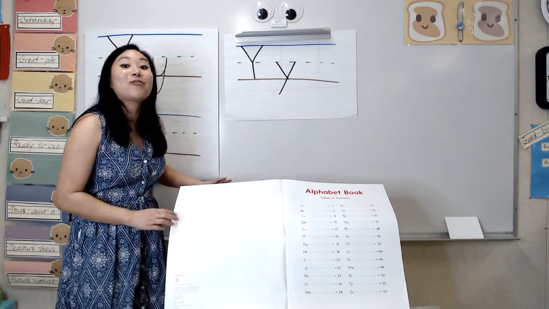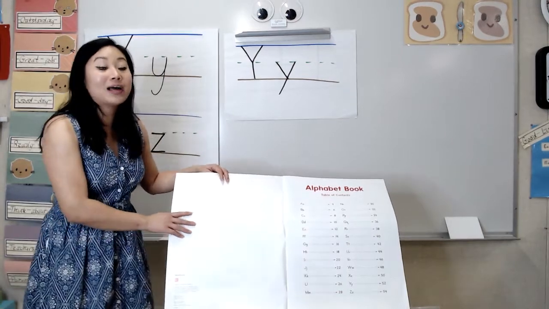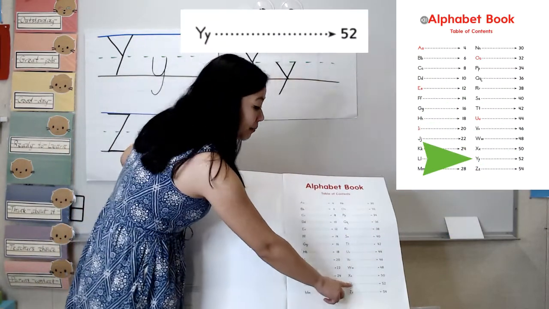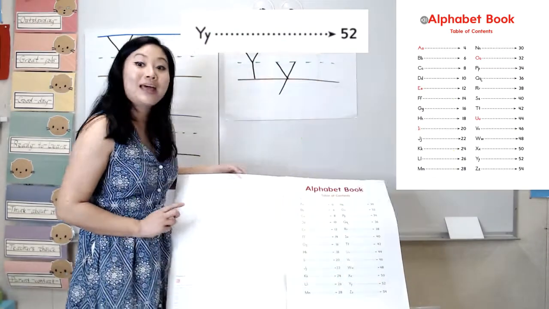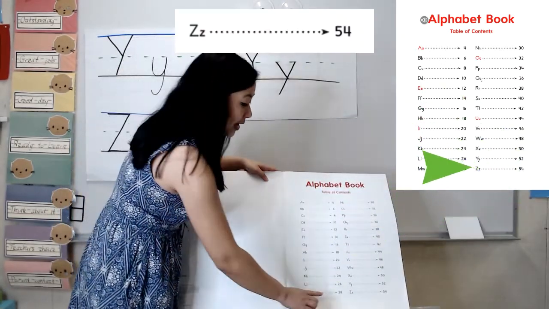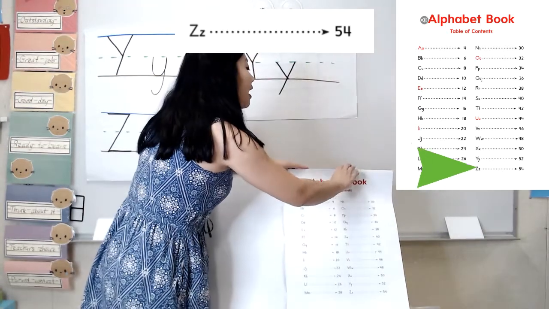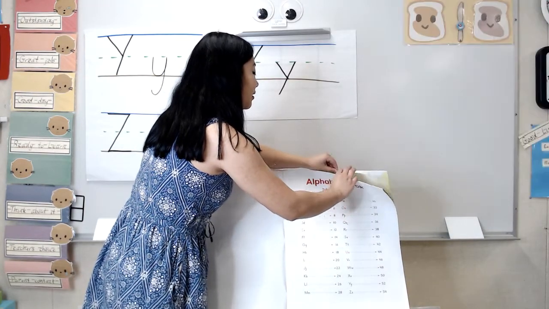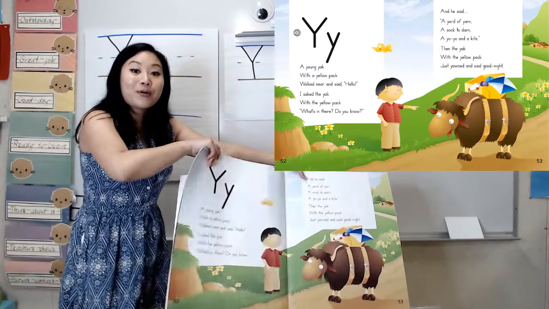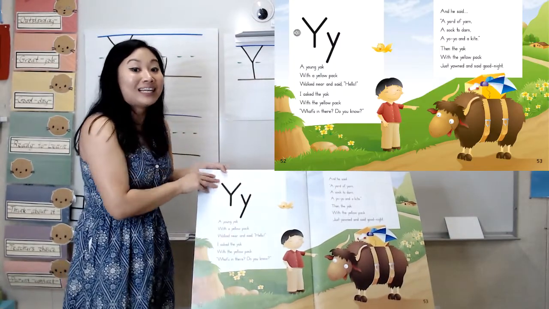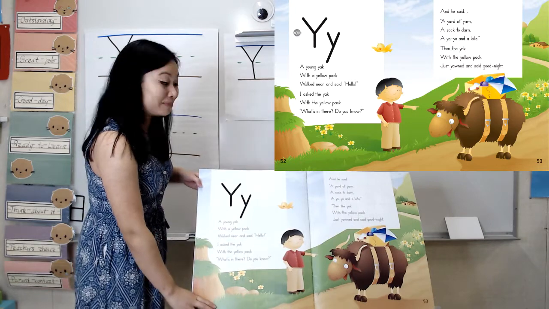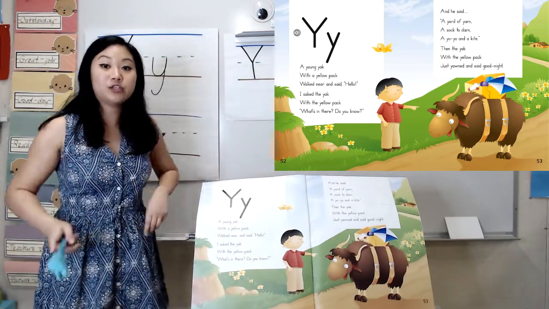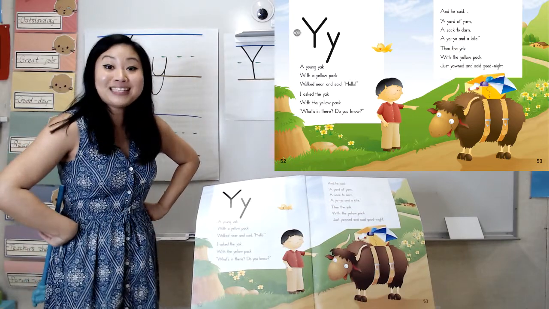Remember, we can check the table of contents to see where we can find them. I see the letter Y is going to be on page 52, and the letter Z is going to be on page 54. I'm going to turn to the poem for the letter Y first. And remember, before we start, let's make some observations. What do you notice about the illustrations on this page? What do you see?